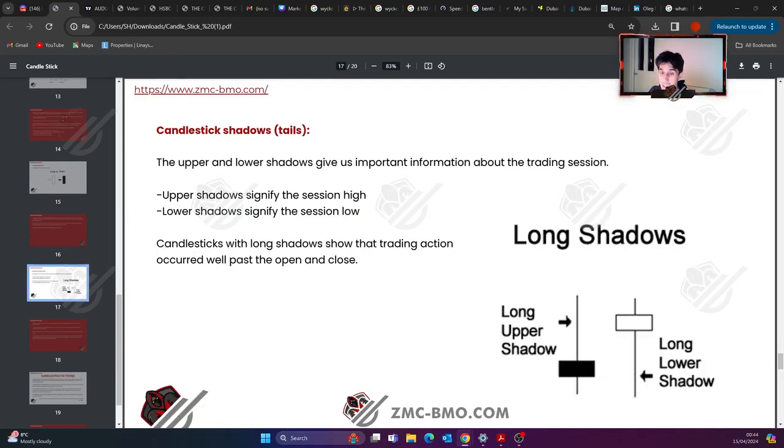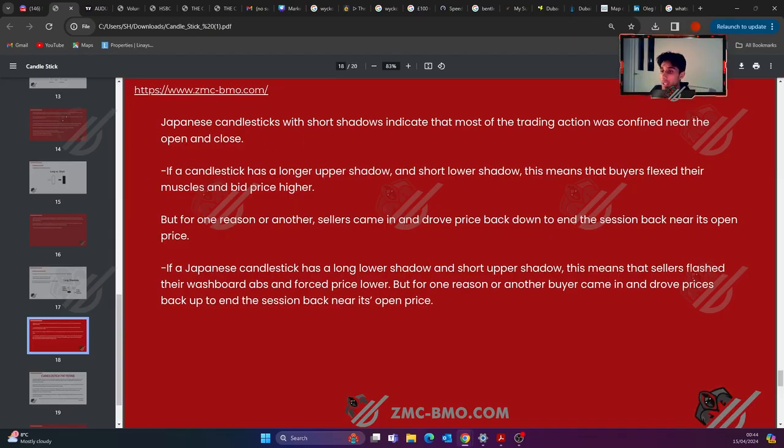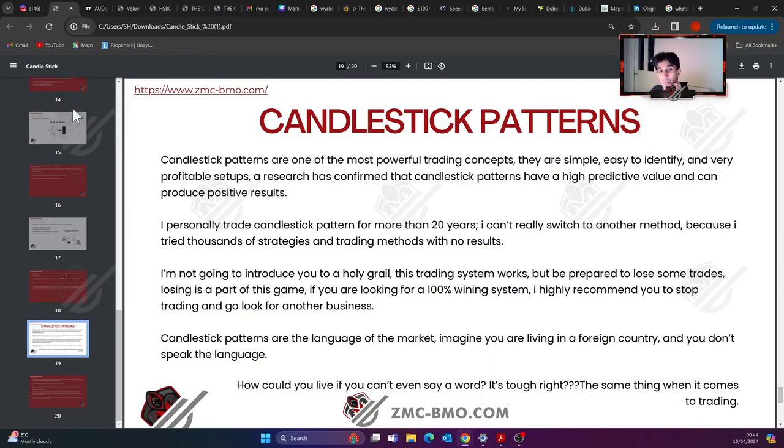Now, let's talk about candlestick shadows. What are these long tails? When you see these hammer candles, etc., what are they? Japanese candles with short shadows indicate that most of the trading action was confined near the open and close. If a candlestick has a longer upper shadow and a short lower shadow, this means that buyers flexed their muscles and bid price higher, vice versa. Now, if a Japanese candlestick has a long lower shadow and a short upper shadow, this means that sellers flexed their muscles and forced price lower. But for one reason or another, buyers came in and drove price back up to the end of the session near its open price. Now, that's the brief of those two candles.